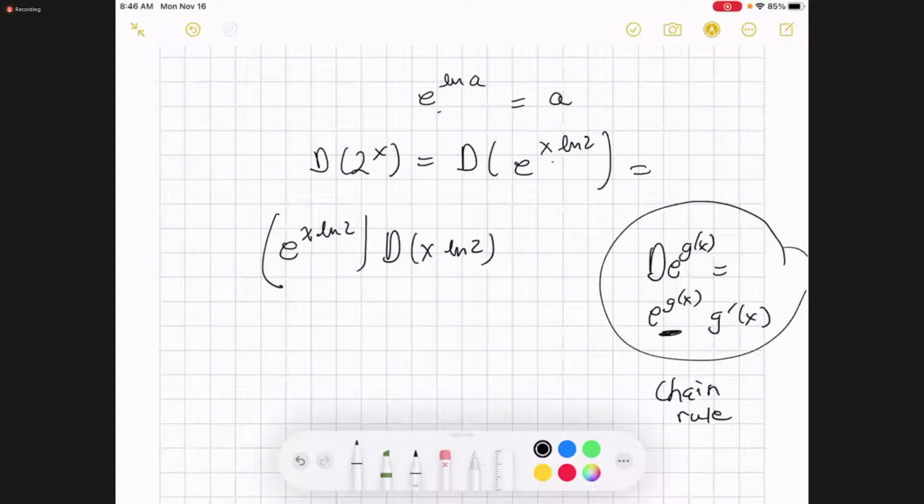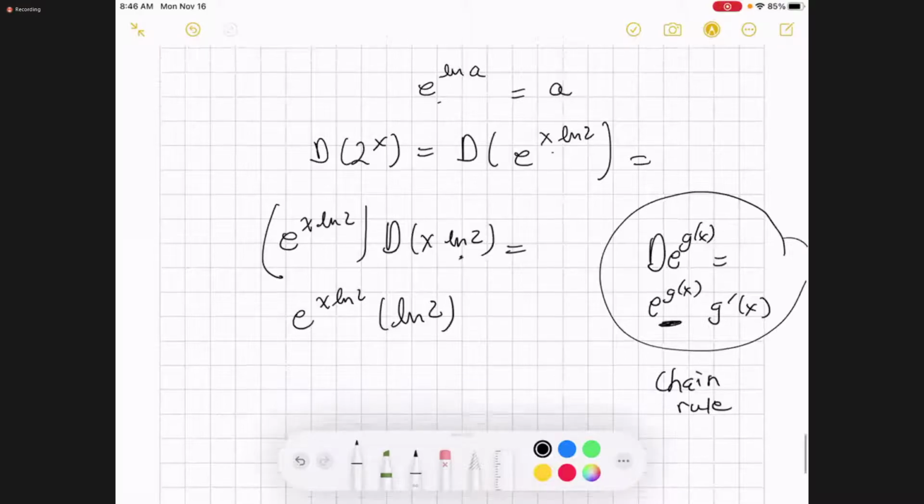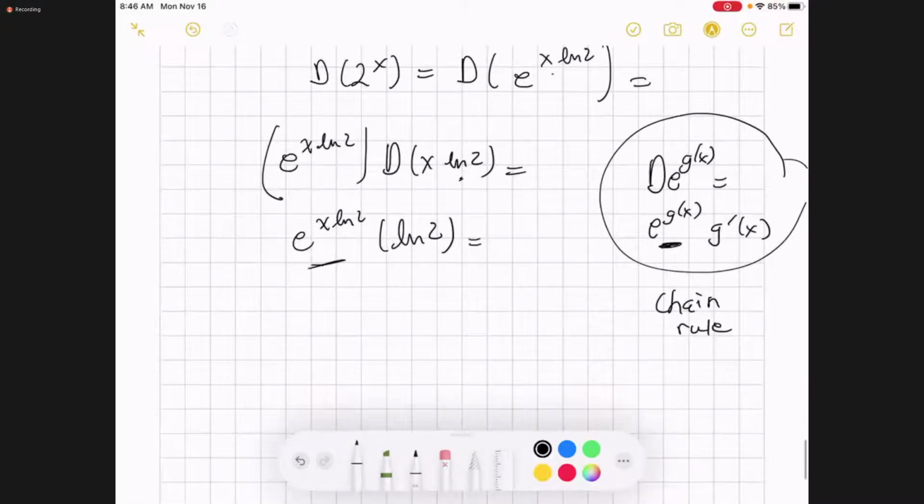Ln of 2 is just a number, a constant. It's about 0.69. It's not rational, but it's a perfectly good number. So I treat it like a constant. So this is x times a constant. Its derivative is just ln of 2. And then replacing the e to the x ln of 2 with 2 to the x again, the derivative of 2 to the x is 2 to the x times ln of 2. So you have that extra constant.